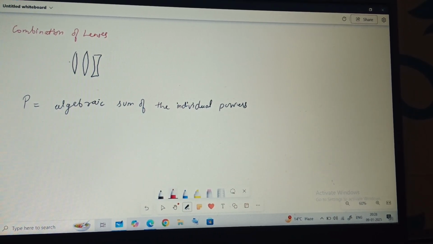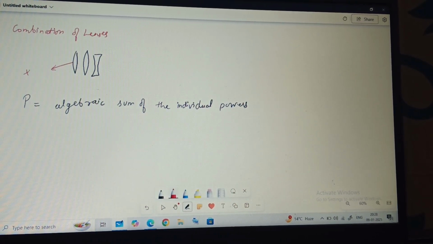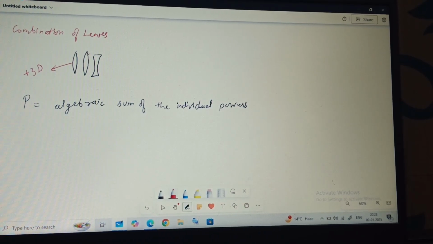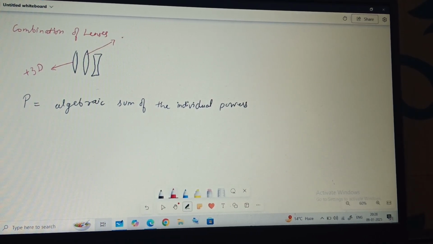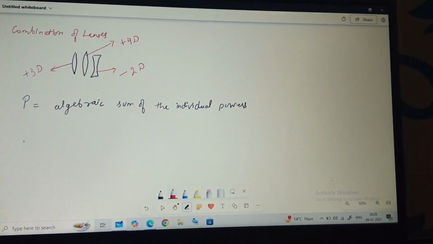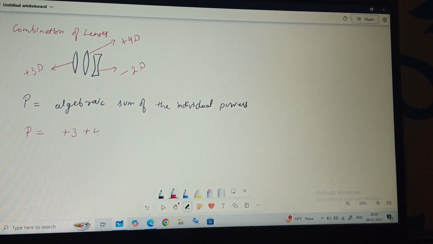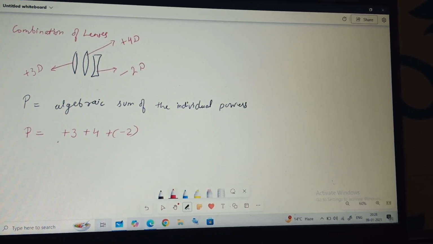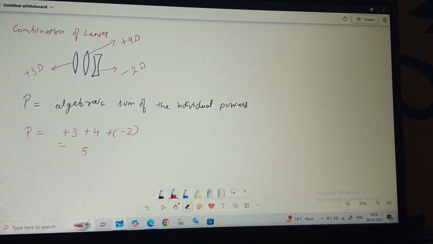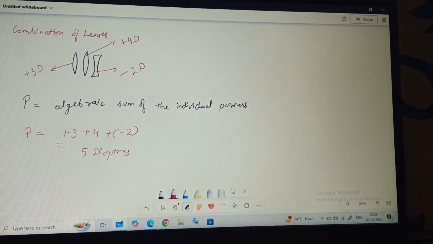For example, this is a convex lens, a converging lens. So its power is going to be positive. Let us say plus 3 diopters. This is again a convex lens. Let us say its power is plus 4 diopters. This is a concave lens, a diverging lens. Its power will be expressed in minus. Let us say its power is minus 2 diopters. Then the net power of this combination of lenses is going to be plus 3 plus 4 plus minus 2. That is 5 diopters. So this was the concept of combination of the lenses.